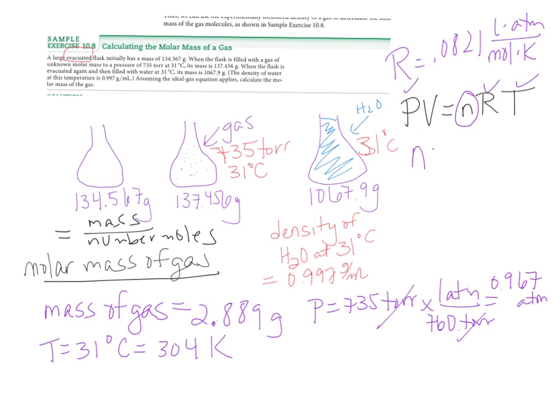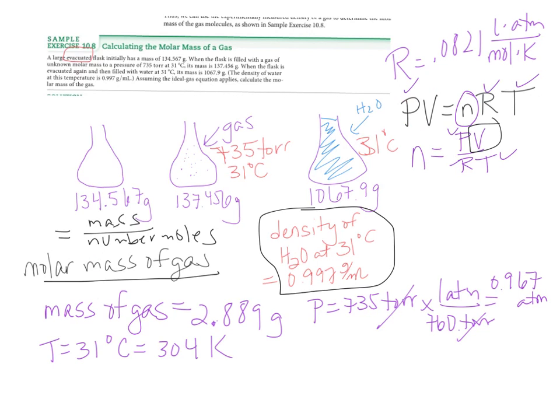So actually I could rearrange this. n equals PV over RT. I know my pressure, my R, my T. I do not know my volume. Now this explains why they gave me this information about filling the flask with water and the density. First I was like, why are they throwing water into this?